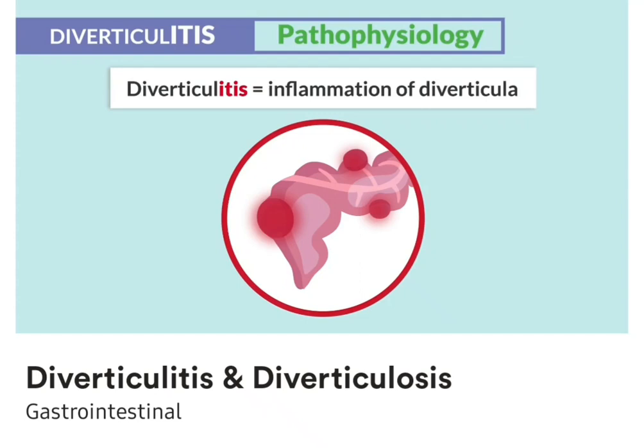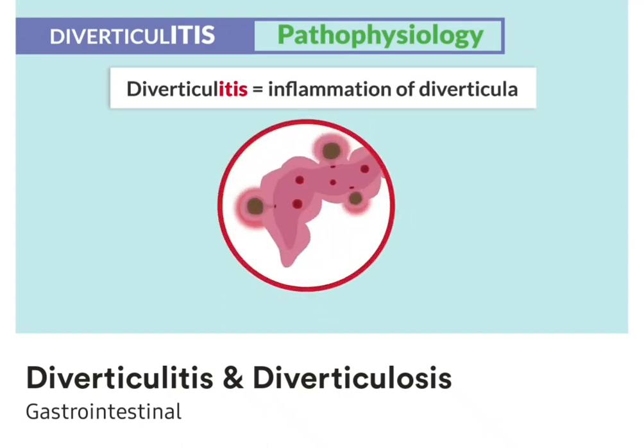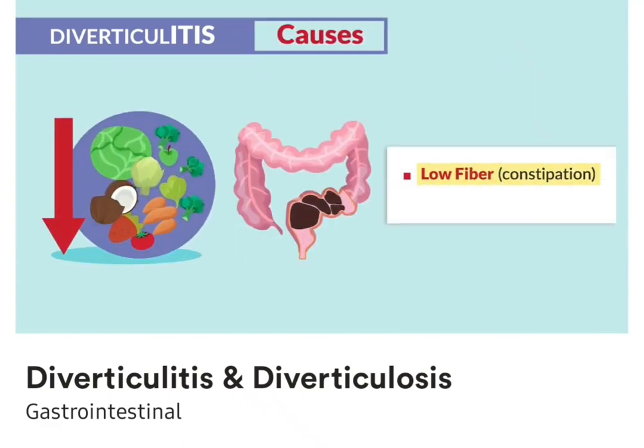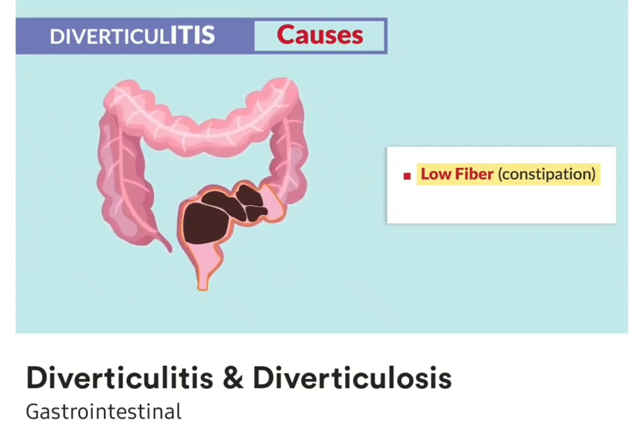those O pouches. So the inflammation of diverticula pouches causes infection and swelling. Now, this all happens because of food trapping due to a low fiber diet that results in constipation. The bowels don't empty effectively and food gets trapped, and this is what becomes inflamed.